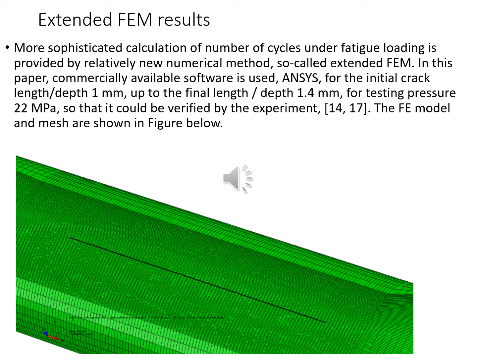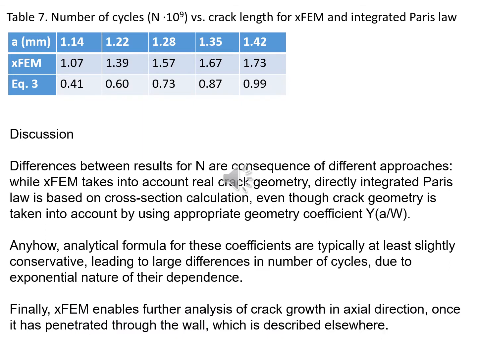In the case of direct integration, just to mention, the analytical way of calculating the number of cycles by direct integration of Paris law, we actually look at the cross section, and the crack axial length in that case would be along the whole pipe. That, of course, would produce over-conservative results, and you can see them also in this table, where we have compared XFEM with the direct integration of Paris law for different crack lengths. Then you can see that the number of cycles is 2 or even more times higher with XFEM. This difference is a consequence of the different approach, as already explained.